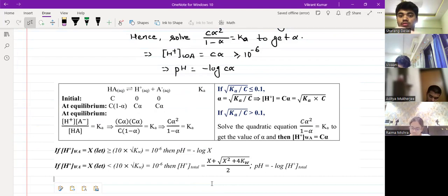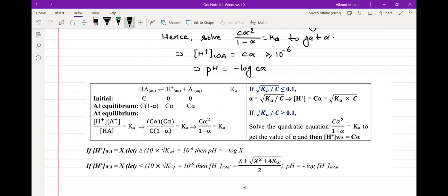And as I told you, you always have to check this. This should be greater than 10 raised to minus 6, then we will write it directly. From here also, whatever we get should be greater than or equal to 10 raised to minus 6, then we will directly take out H plus from here. Otherwise, if it comes out less, then it will go to the quadratic solution, and then you have to report.